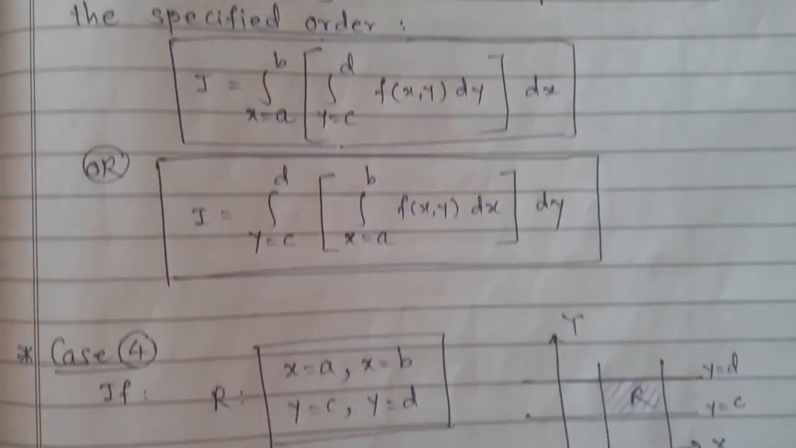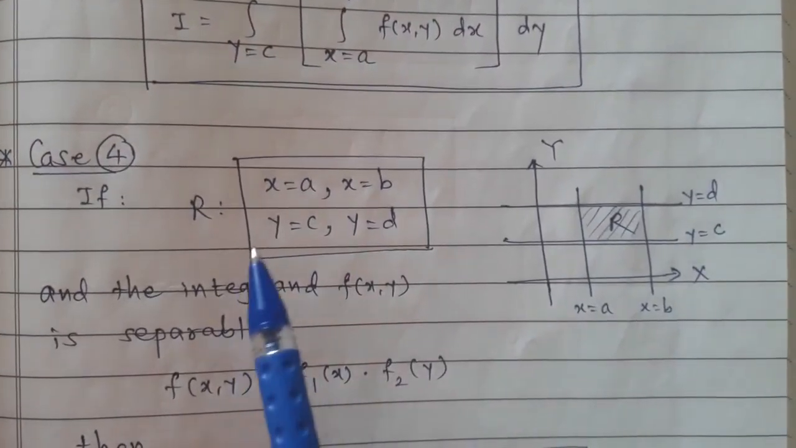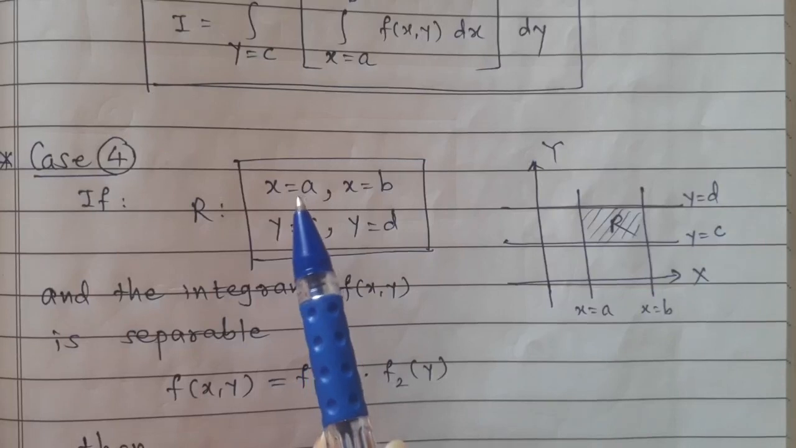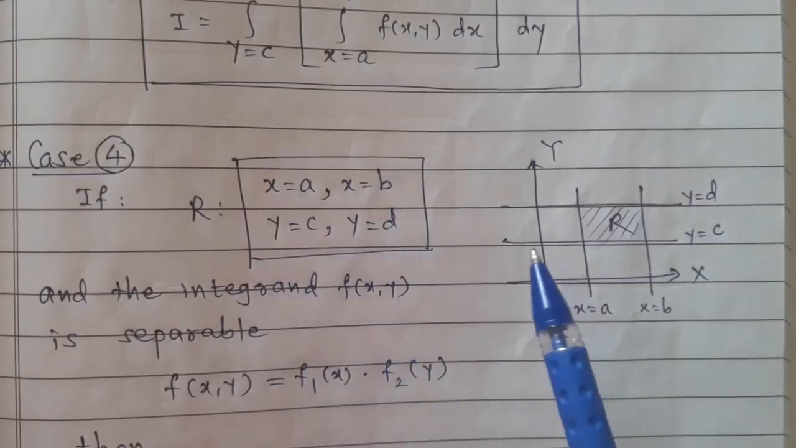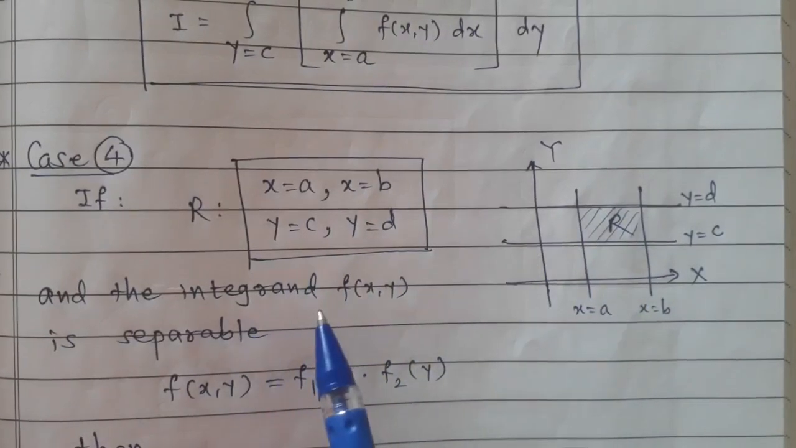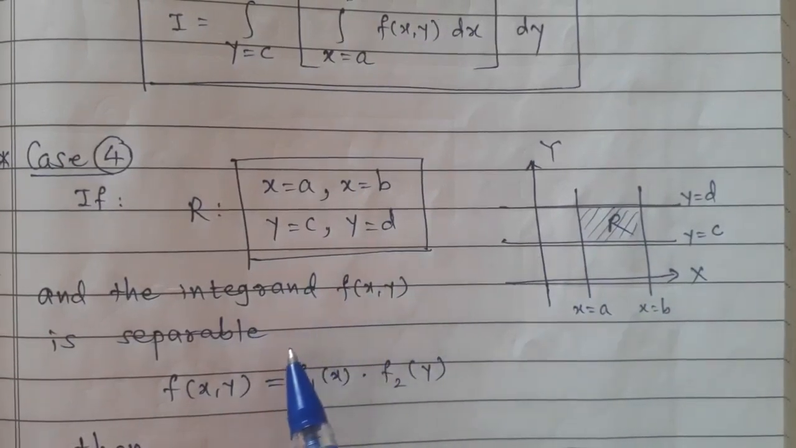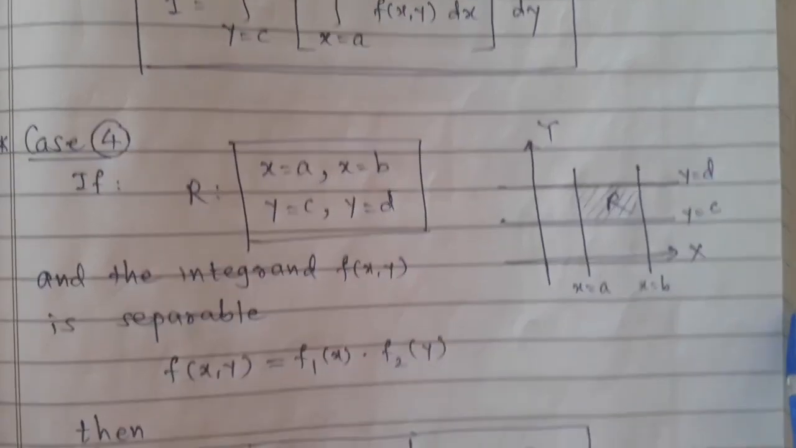Fourth case, if the limits are described like this, same as case number 3, x equal to a to x equal to b, y equal to c to y equal to d, that means again we'll get a similar rectangle, and the integrand f of xy is suppose separable, that means f of xy can be expressed as f1 of x into f2 of y.